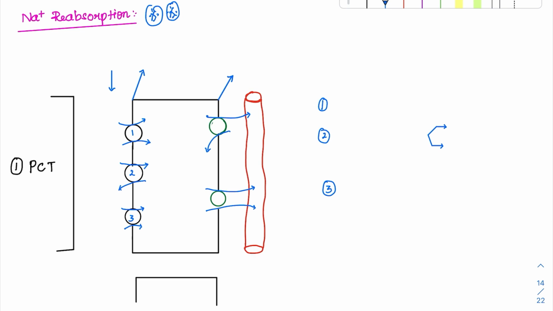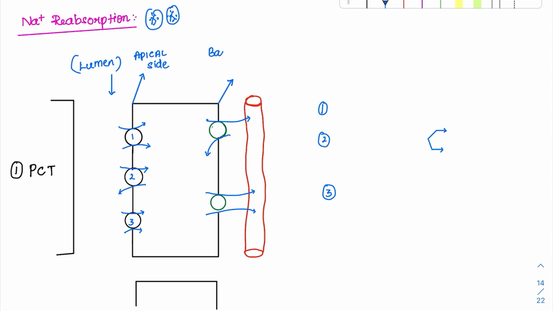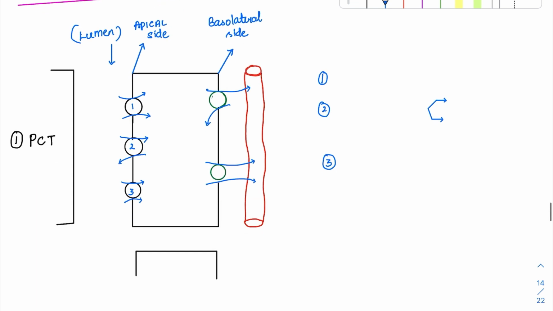So this is the lumen of the nephron. The side from the lumen where reabsorption is taking place is called the apical side. And the next one, which is towards the blood vessel, is called the basolateral side. This will be the same for all the diagrams. We have to remember all the transporters involved in this mechanism of sodium reabsorption.